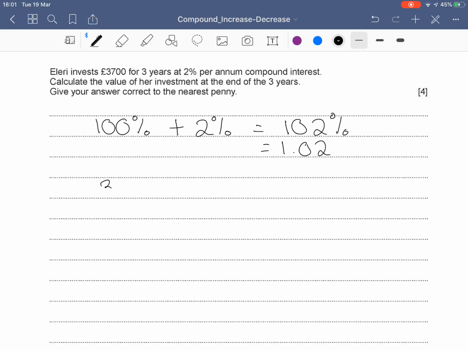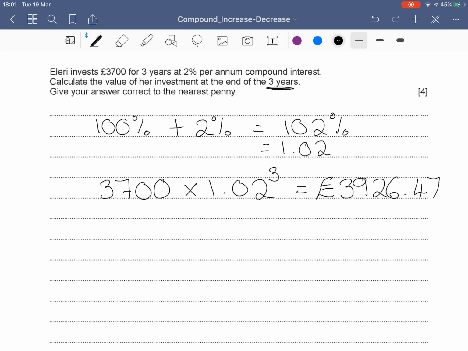So I'm going to take that £3,700. I'm going to multiply it by the 1.02. And because this is 3 years, I'm going to do it to the power of 3 this time. And when I put that in my calculator, I should get £3,926.47.